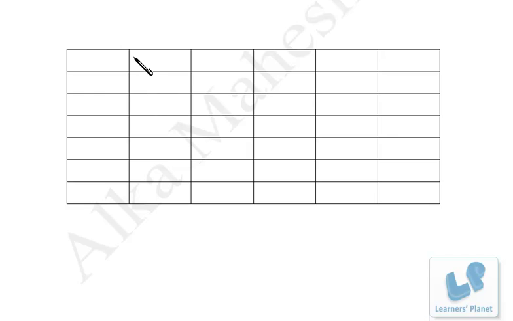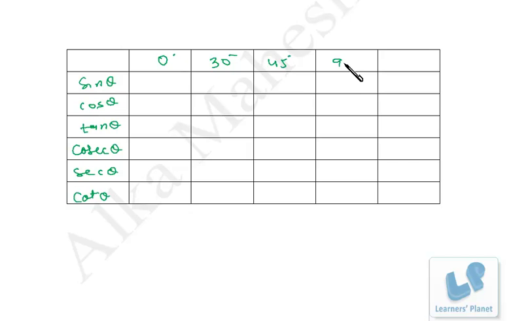Now we have 6 trigonometric functions, and we have to calculate. The functions are sin theta, cos theta, tan theta, cosec theta, sec theta, and cot theta, right? And we have to calculate the values at 0 degree, 30 degree, 45 degree, 60 degree, and 90 degree, right? That means precisely if theta is 0 degree, 30 degree, 45 degree, 60 degree, or 90 degree, what will be the values of the corresponding functions?